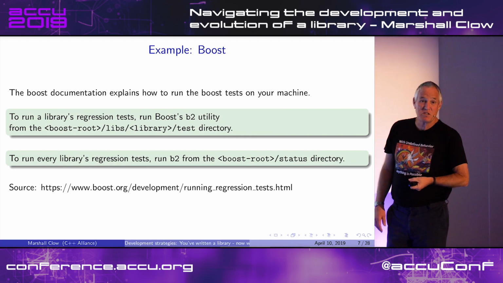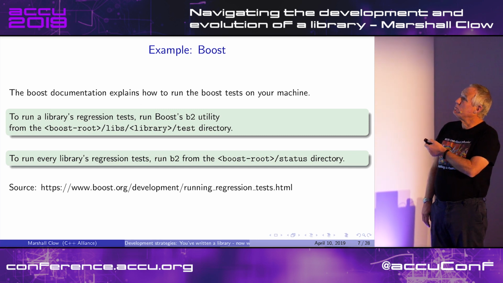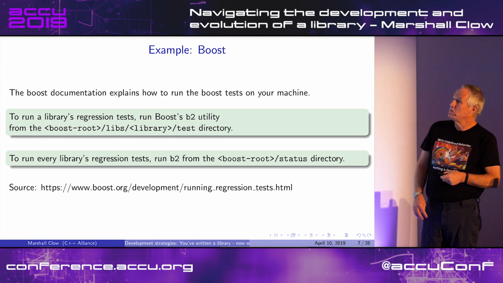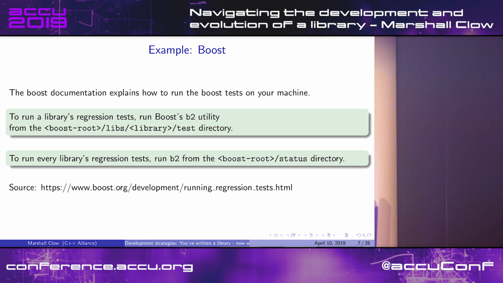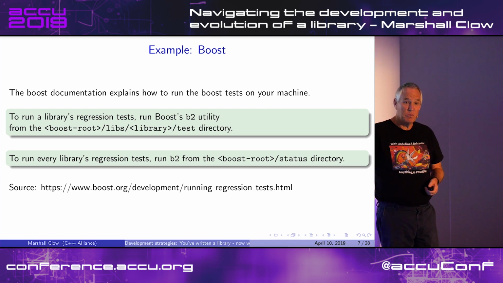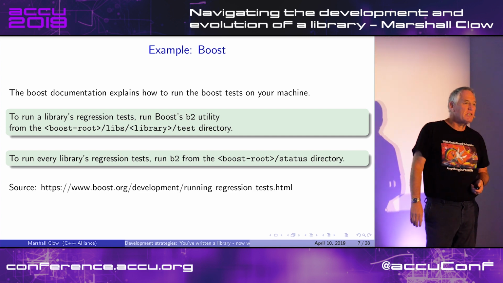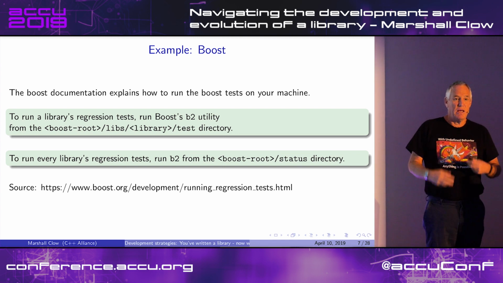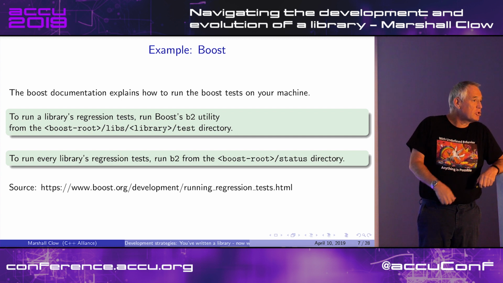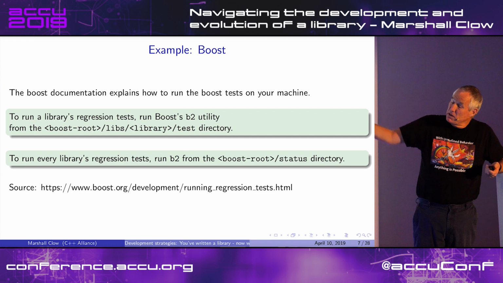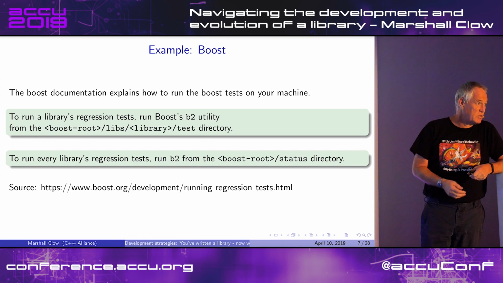Here's an example for Boost. This is both tests and documentation, an example for both of them. How do you run the Boost tests on your machine? It says two chunks of text here. This is supposed to be green, by the way, these green backgrounds here. Run one library's regression tests, run every library's regression tests. And you get this from the Boost documentation. So it's really nice that you can say, if you're on this new platform and you're not sure if your Boost library is installed correctly, run the tests and see. If the tests all pass, then it's probably installed correctly.